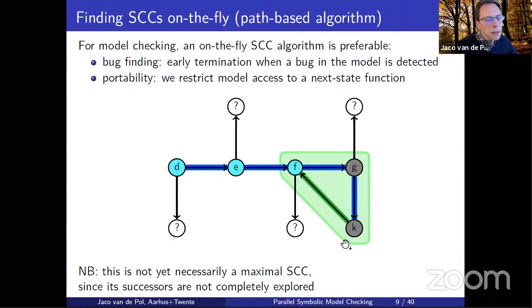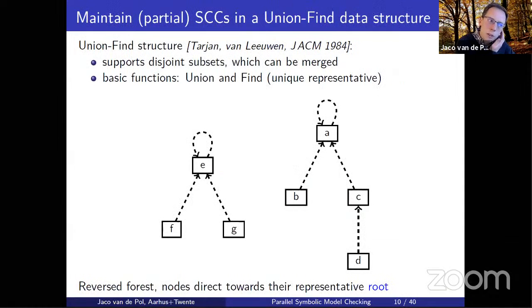But let's make a sidestep. I'm drawing here a set of states. So how do we represent sets of states? And for this, we are going to use a union-find structure. And you probably remember that the union-find structure is well studied by, for instance, this paper by Tarjan and Van Leeuwen, who studied the complexity of union-find operations. And the idea is that we want to store a set of disjoint subsets, so basically a partition of the states. So here we have one subset consisting of E, F, and G. Here we have a subset consisting of A, B, C, and D.